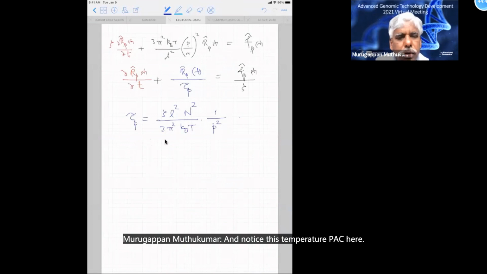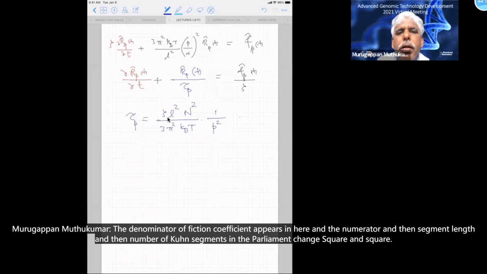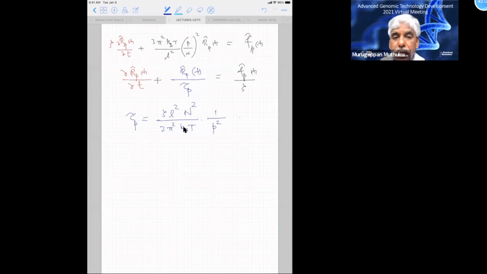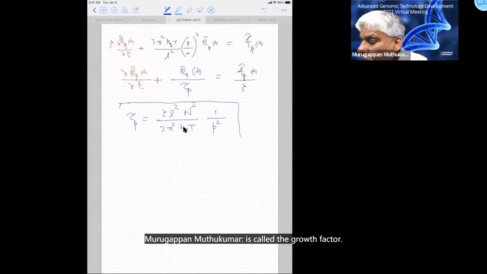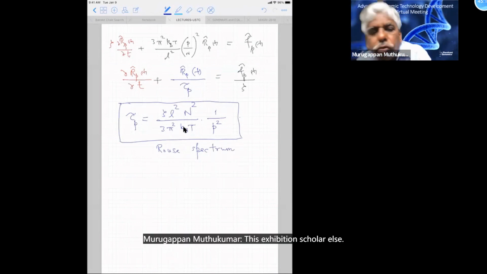And notice this: temperature appears here in the denominator, a friction coefficient appears in the numerator, and then the segment length, and then the number of Kuhn segments in the polymer chain squared, N squared. This expression is called the Rouse spectrum.